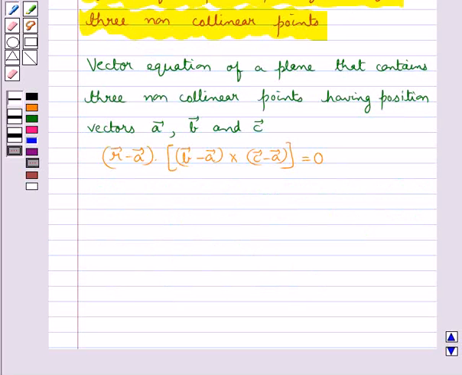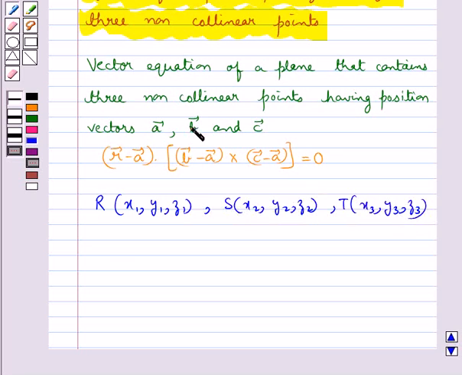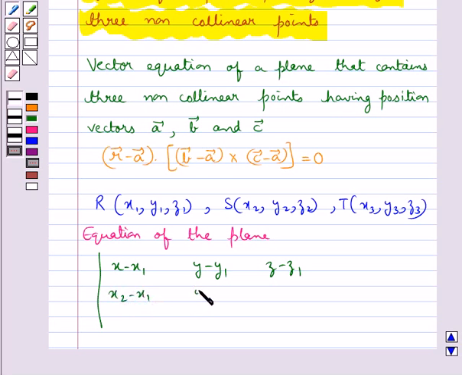If we are given the coordinates of the three non-collinear points R, S and T, like coordinates of the point R given by x1, y1, z1, point S given by x2, y2, z2 and point T given by x3, y3, z3, then the equation of the plane passing through these three non-collinear points is given by determinant x minus x1, y minus y1, z minus z1, x2 minus x1, y2 minus y1, z2 minus z1, x3 minus x1, y3 minus y1, z3 minus z1 equal to 0.